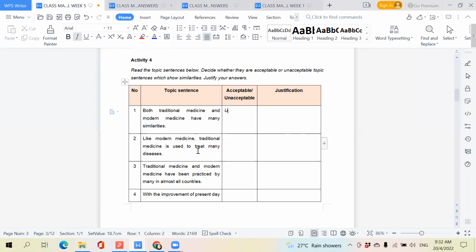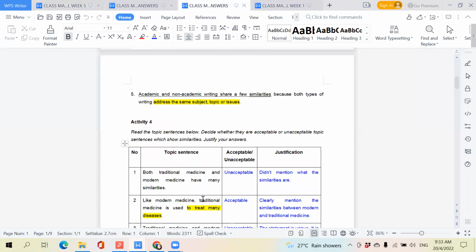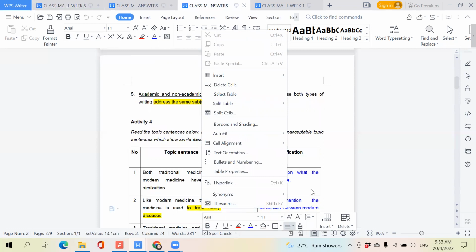Okay, next. Like modern medicine, traditional medicine is used to treat many diseases. So what do you think? Like modern medicine, traditional medicine is used to treat many diseases. What do you think? This is acceptable because why? You're saying specifically, although you say many diseases, this is okay. Because the main idea is there: you're saying modern medicine and traditional medicine have the same function, where they can be used to treat many diseases.